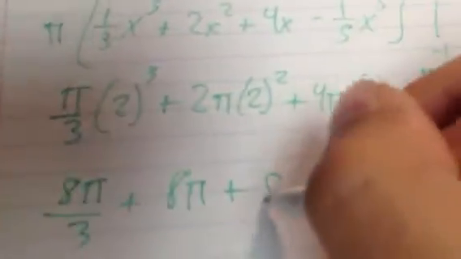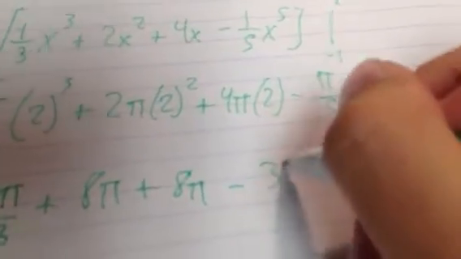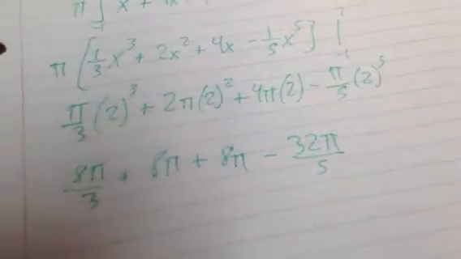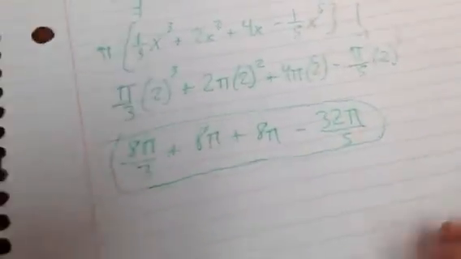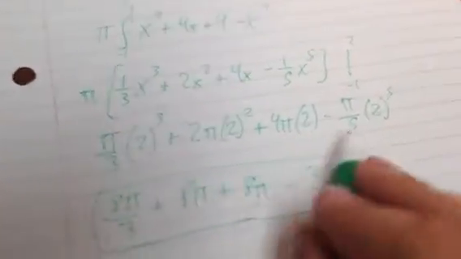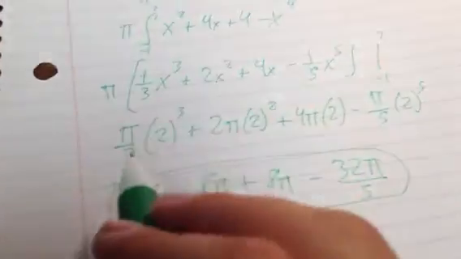This is going to be 8 pi thirds plus 2 times 4 is 8 pi, plus 8 pi, minus 32 pi fifths. Yes. Now, let's just remember that we have this here, and let's continue. Now we're going to do this function. After this function is minus the same function, but with x being -1.